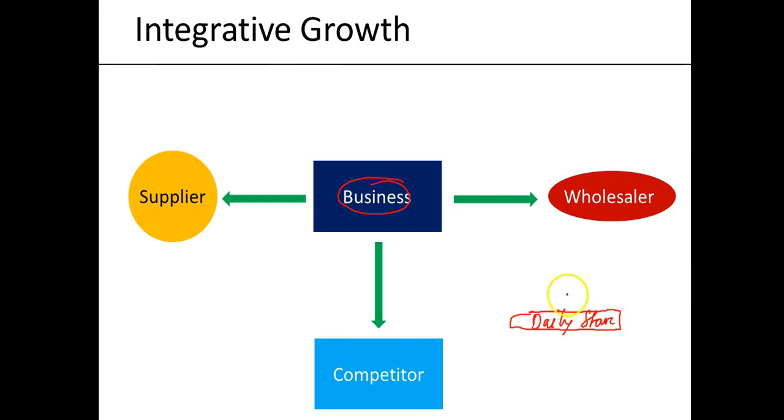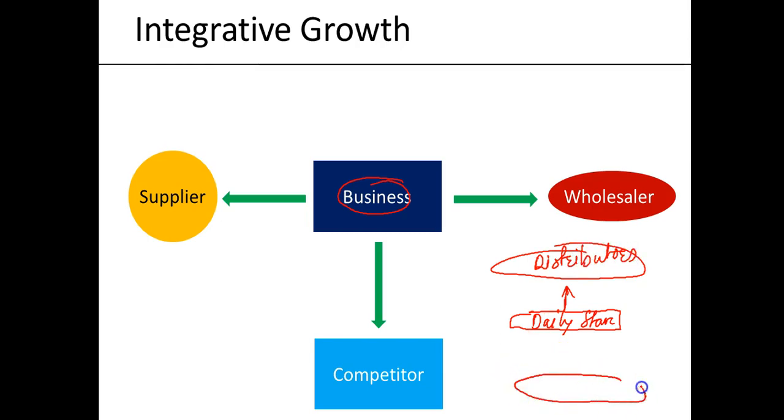Here I have the wholesalers, the distributors, and here I have the suppliers for Daily Star. Suppliers, you can say the news suppliers, or the news agencies for Daily Star. So from Daily Star, they are going to the news readers. So here they have the news readers.